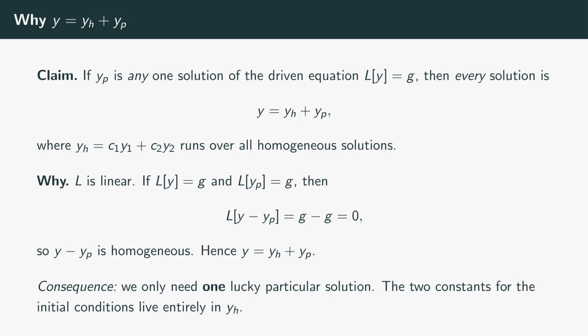This is enormously useful. It means we do not need to find all solutions of the driven equation directly. We only need to find one, any single particular solution, and the homogeneous part, which we already know how to compute, supplies the rest. The two arbitrary constants you adjust to meet initial conditions live entirely in the homogeneous piece, never in yp.